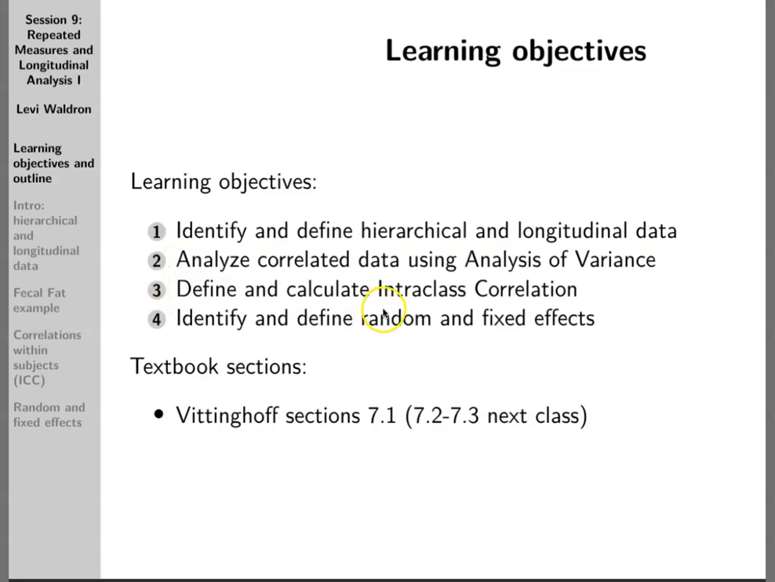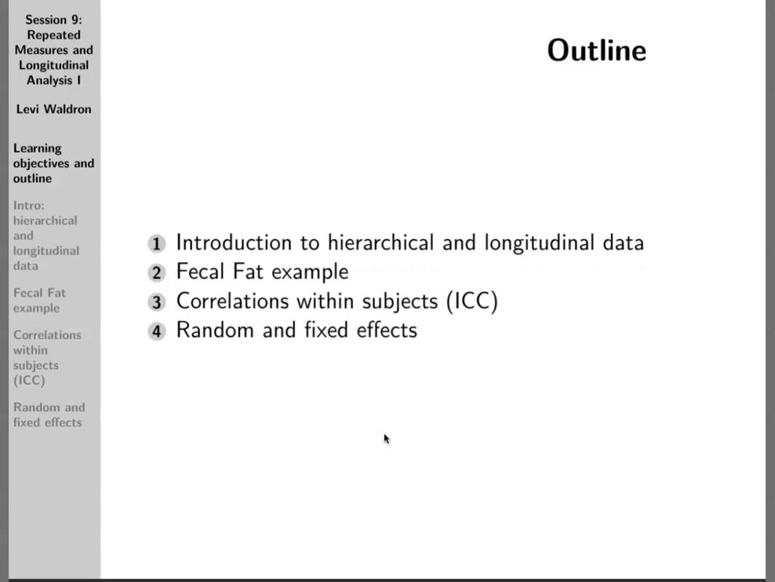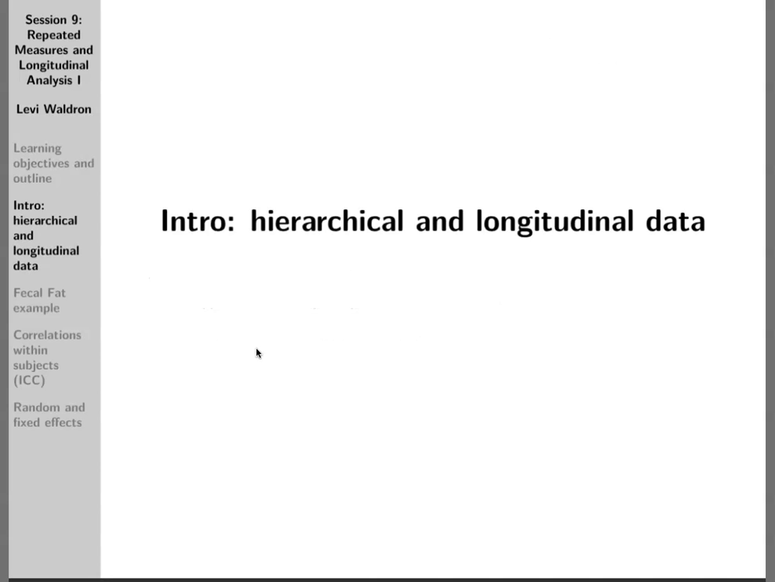We'll define and calculate interclass correlation and identify and define random and fixed effects. We're starting with just the first section of your textbook today, and we'll continue with Chapter 7 in the next session. So after a brief introduction, we'll start with an example and then go on to interclass correlation and random and fixed effects in the context of this example.